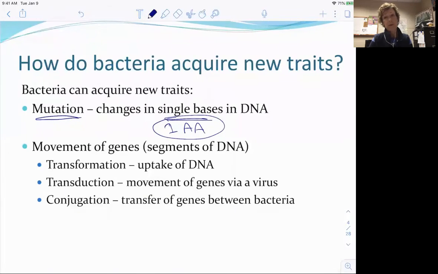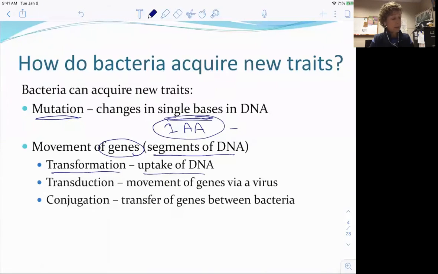A more rapid way for bacteria to change, and one that explains some of the rapid acquisition of antibiotic resistance and other traits, is through movement of whole genes. So remember, an amino acid is just one very small part of a protein. A single base is just one very small part of a DNA molecule. If we can take up segments of DNA, we actually acquire whole new banks of information that give the organism new characteristics. So in transformation, bacteria take up DNA from their surroundings, and I'll describe in a minute how that can happen.